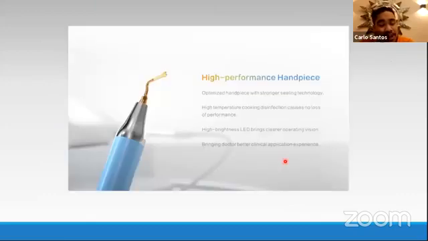Using your piezo surgery machine will make it a lot easier than using your burr. Using your piezo machine is like using a sharp pencil, compared to using a burr, which is like using a thick pentel pen, a thick marker.